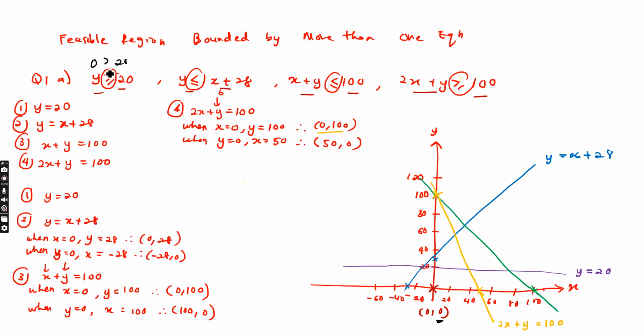0 is less than 20, right? So this is not true. When this is not true, not following the inequality for y greater than or equal to 20, your shaded area must be other than the part with coordinate 0, 0. So it's not the lower boundary, it is the upper boundary.